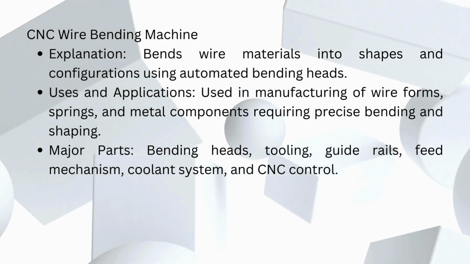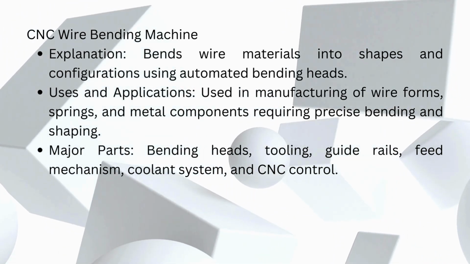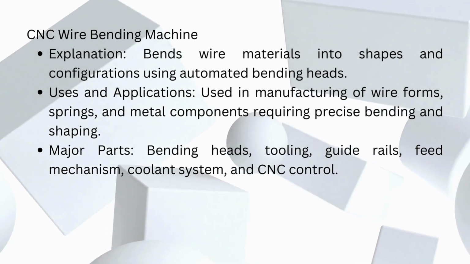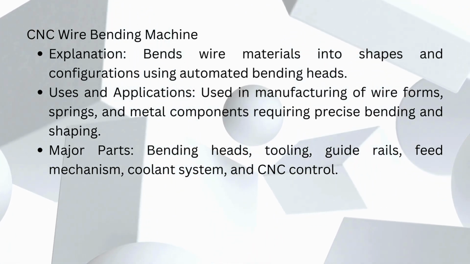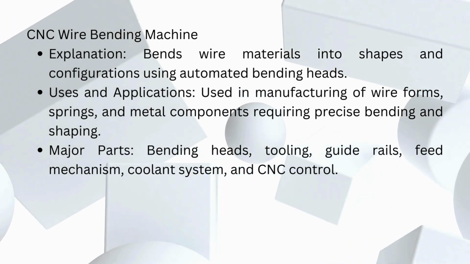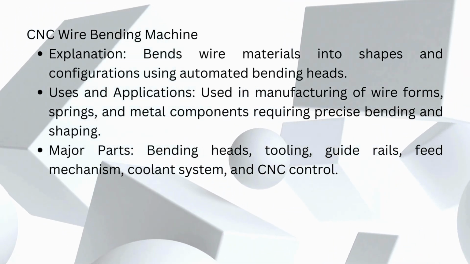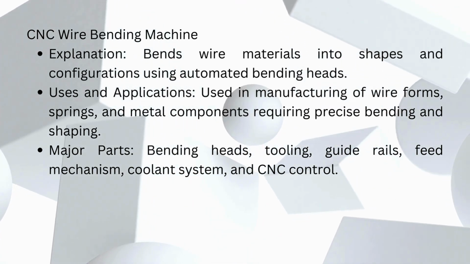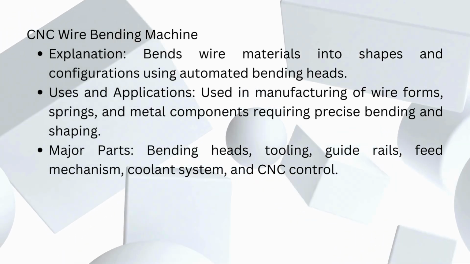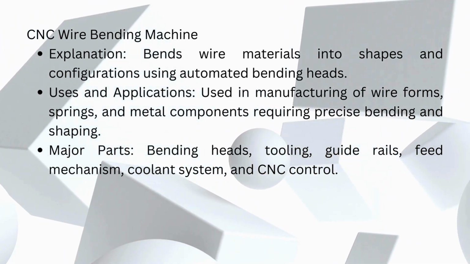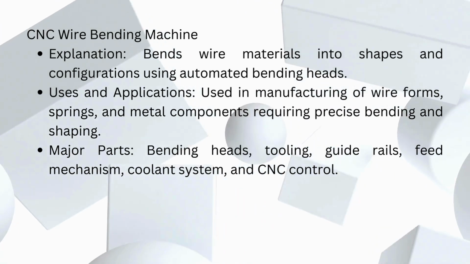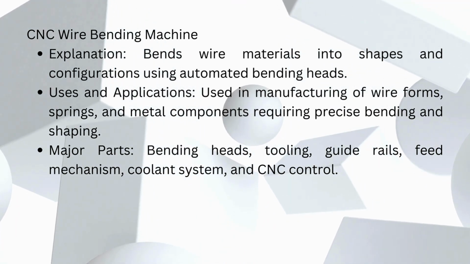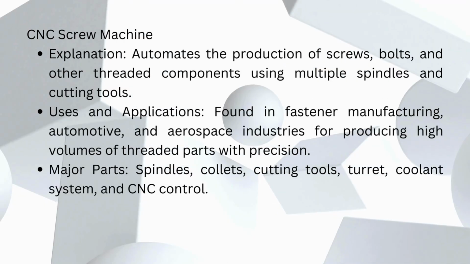CNC wire bending machine. Explanation: bends wire materials into shapes and configurations using automated bending heads. Uses and applications: used in manufacturing of wire forms, springs, and metal components requiring precise bending and shaping. Major parts: bending heads, tooling, guide rails, feed mechanism, coolant system, and CNC control.